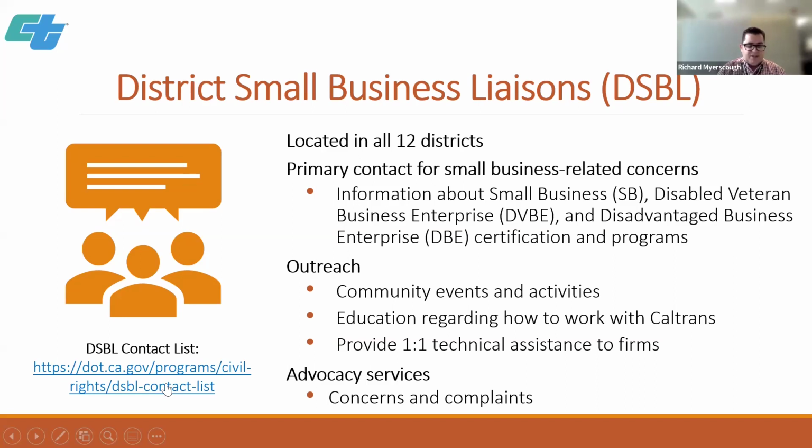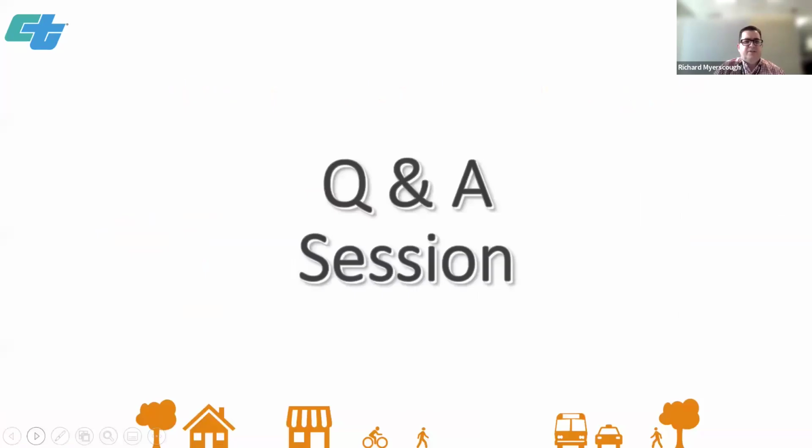There's also a web link to the contact page for all the Caltrans DSBLs. If you click on that link, it'll take you to the names, emails and phone numbers for all the DSBLs throughout the state. So think of it as a concierge. Each district, by the way, has one, but there will be some districts like District 4, which is the Bay Area, that have two. I think District 11 in San Diego has two DSBLs. So just more folks for you to be able to reach out to.